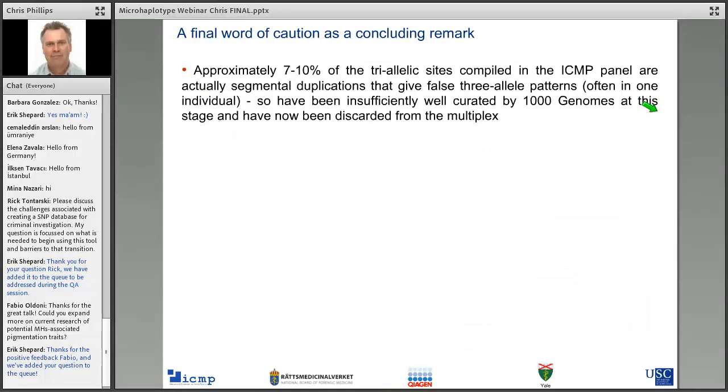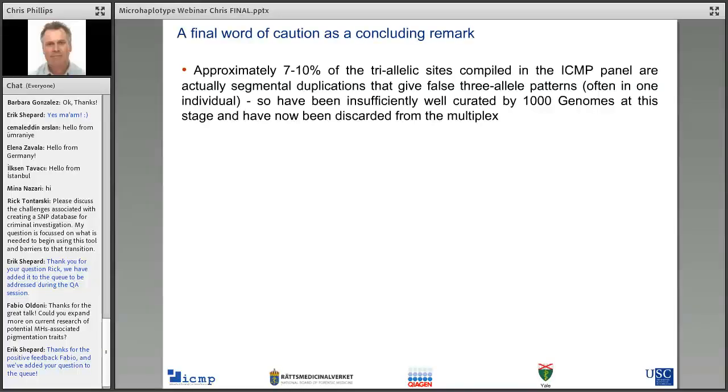Okay, that's it. So I'm just going to finish with one final word of caution that's come out in the last 3 months. About 10%, or 7%, Tom said, but it's likely to be a little bit higher, between 7 and 10% of the triallelic sites that we put into this panel are actually segmental duplications. So we knew already that a very large proportion of the triallelic sites that we've compiled from 1,000 genomes are not actually true SNPs. They're artifactual as a result of segmental duplications.